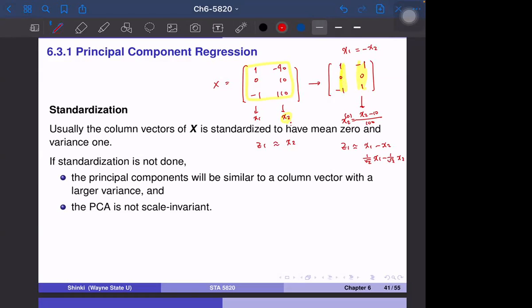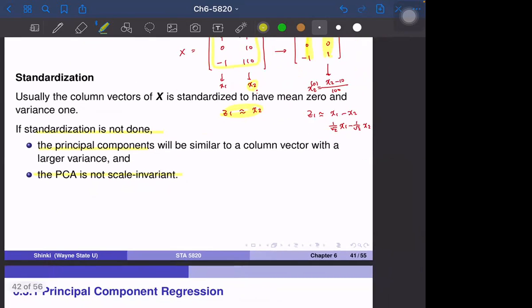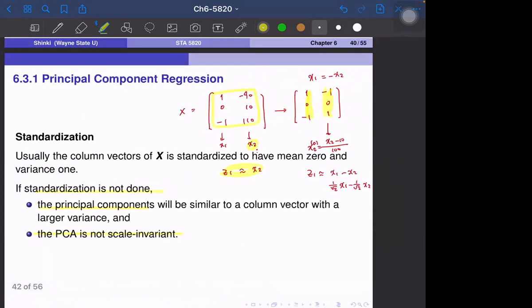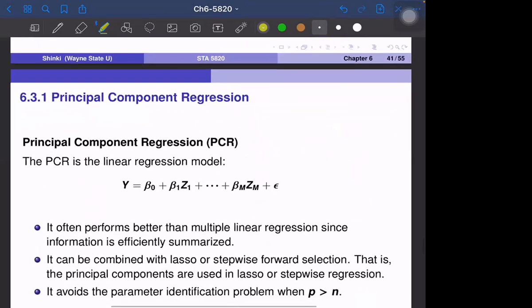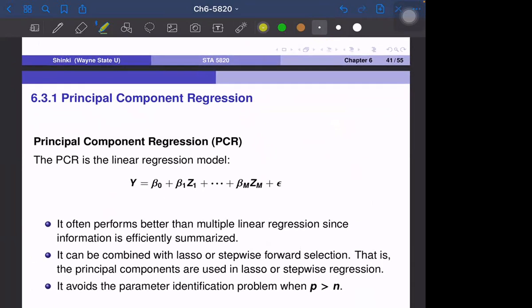So the principal component will be similar to the column vector with large variance. If standardization is not done, the principal component just becomes the vector with the largest variance, so it's not really useful. Standardization makes it scale invariant. So usually we standardize first, then we calculate the principal component. In computer science presentations, without saying anything, every variable is standardized. Maybe in some other fields, such as economics or the social sciences, maybe not.